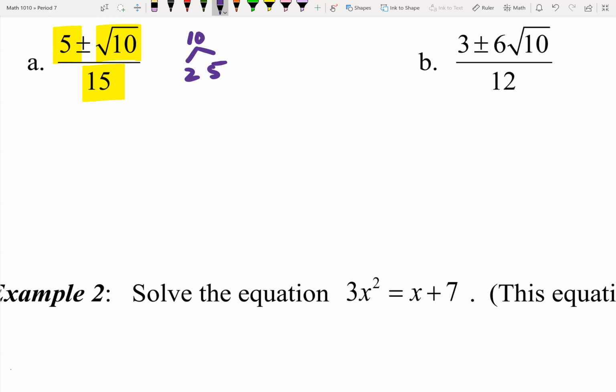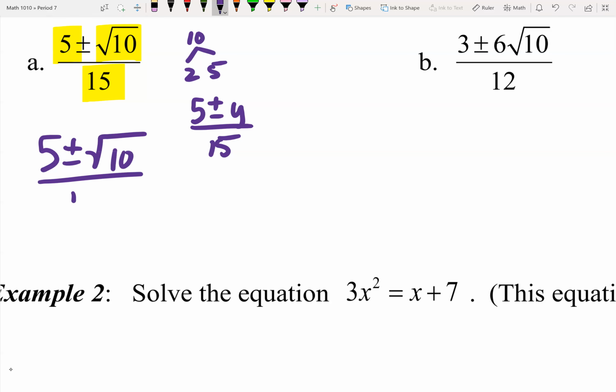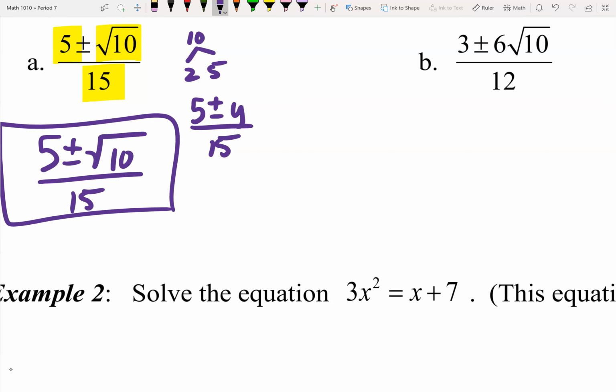Off to the side, I want you to write down 5 plus or minus square root of 10 over 15, because that's what it is. What am I going to ask you right now? Can you reduce those? And what's the answer? No, you cannot. So the answer is just what you started with. You cannot reduce those because there's no number in front of the square root of 10 that 5 goes into.